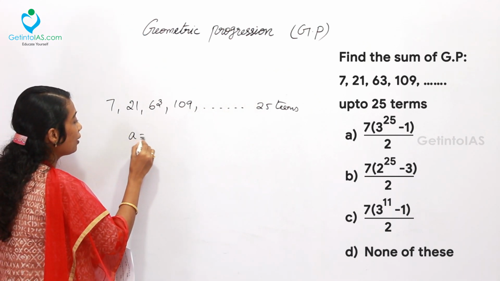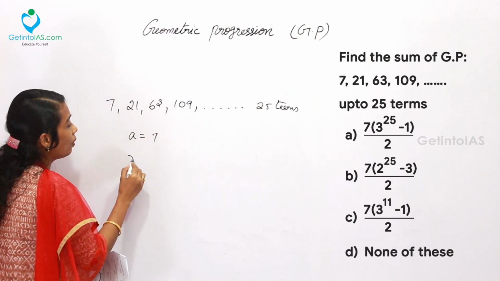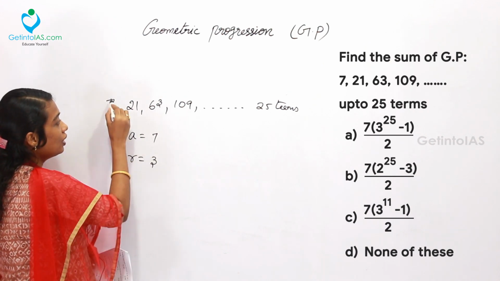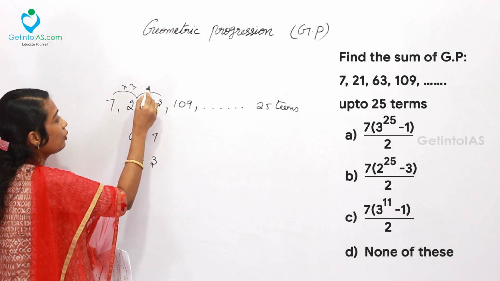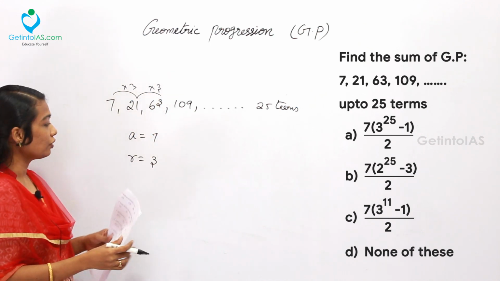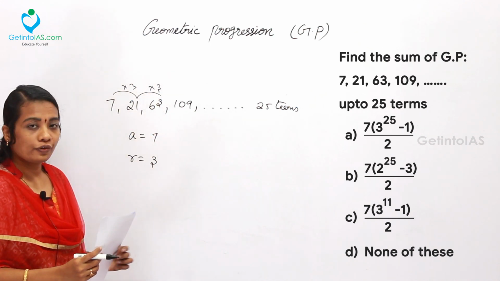So here A is equal to 7. What is R? Simply multiplying by 3. 7 into 3 is 21. 21 into 3 is 63. This is enough. So R is 3 here, up to 25 terms.